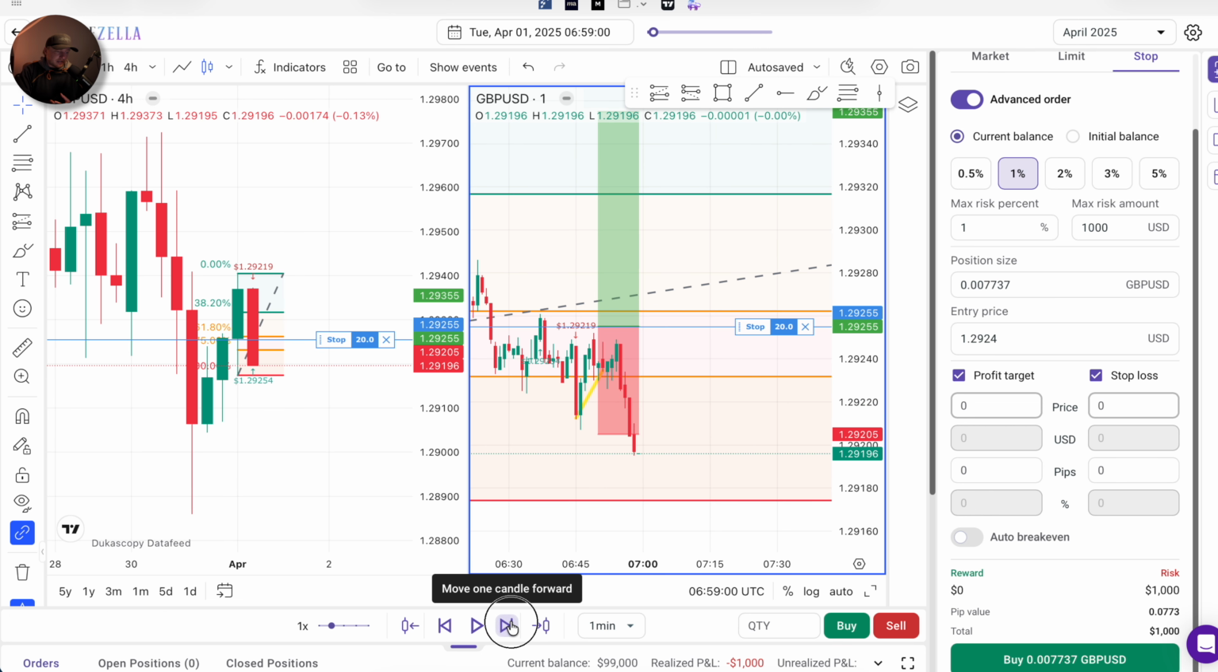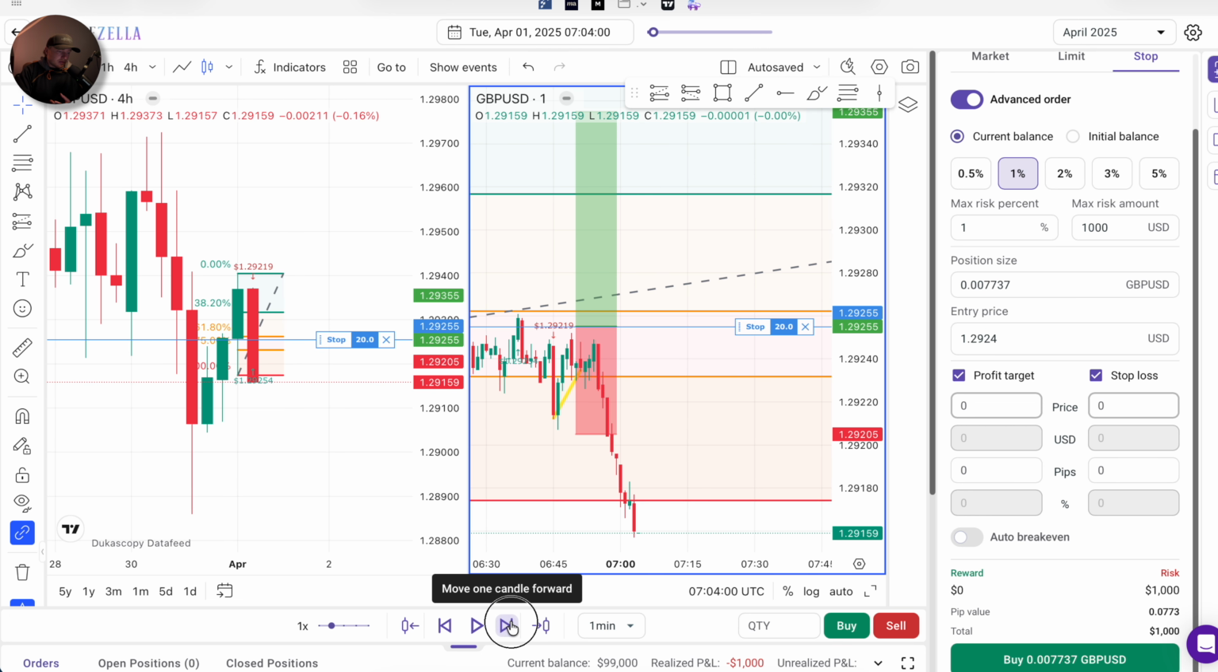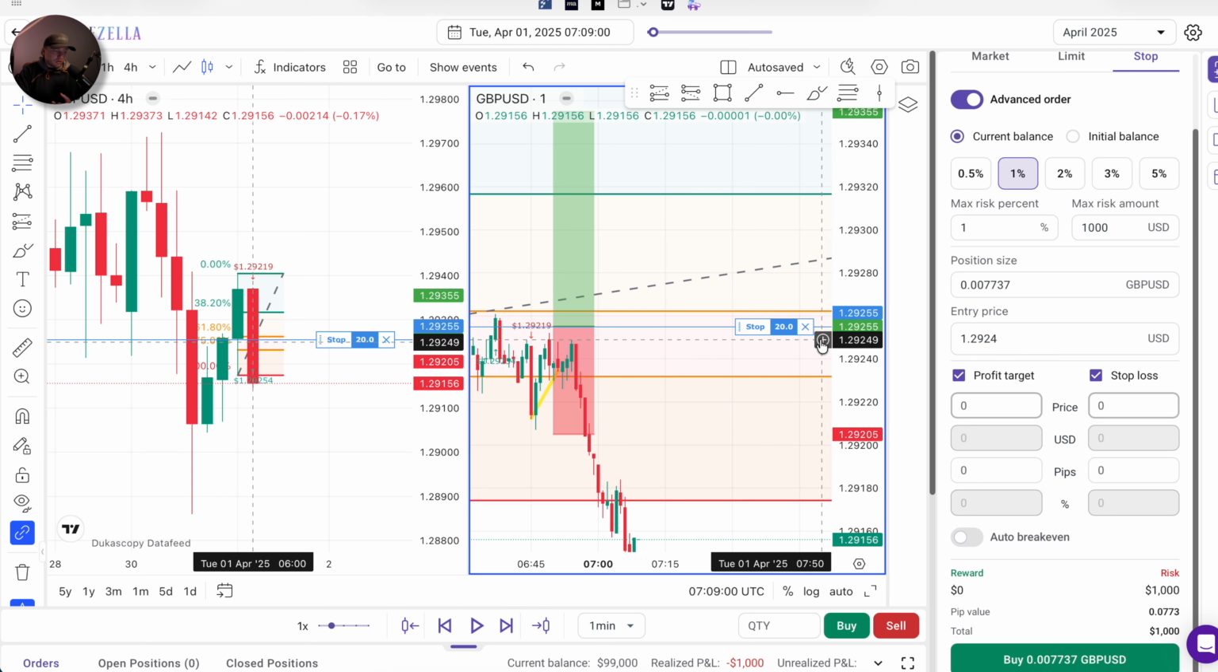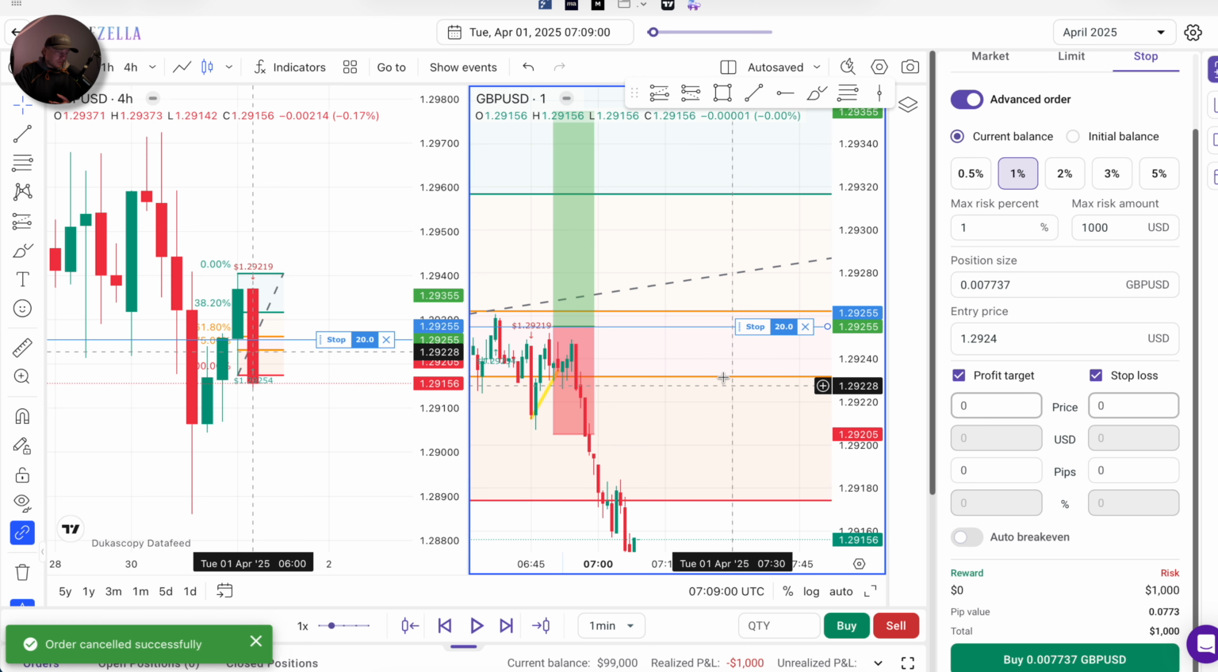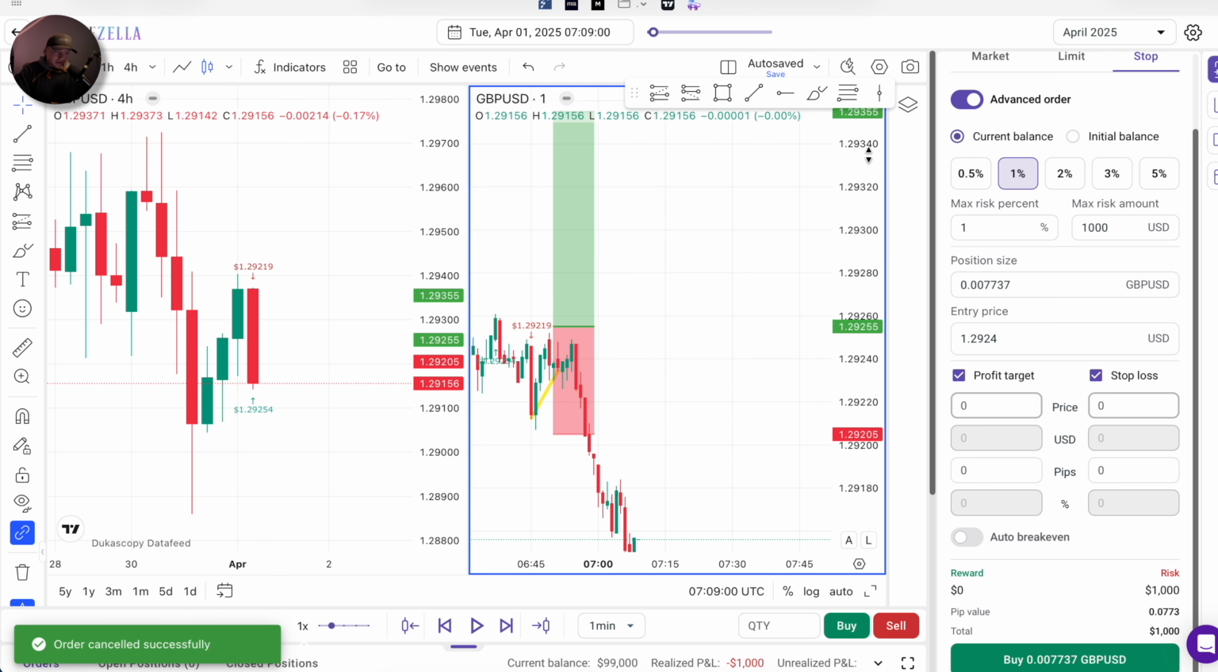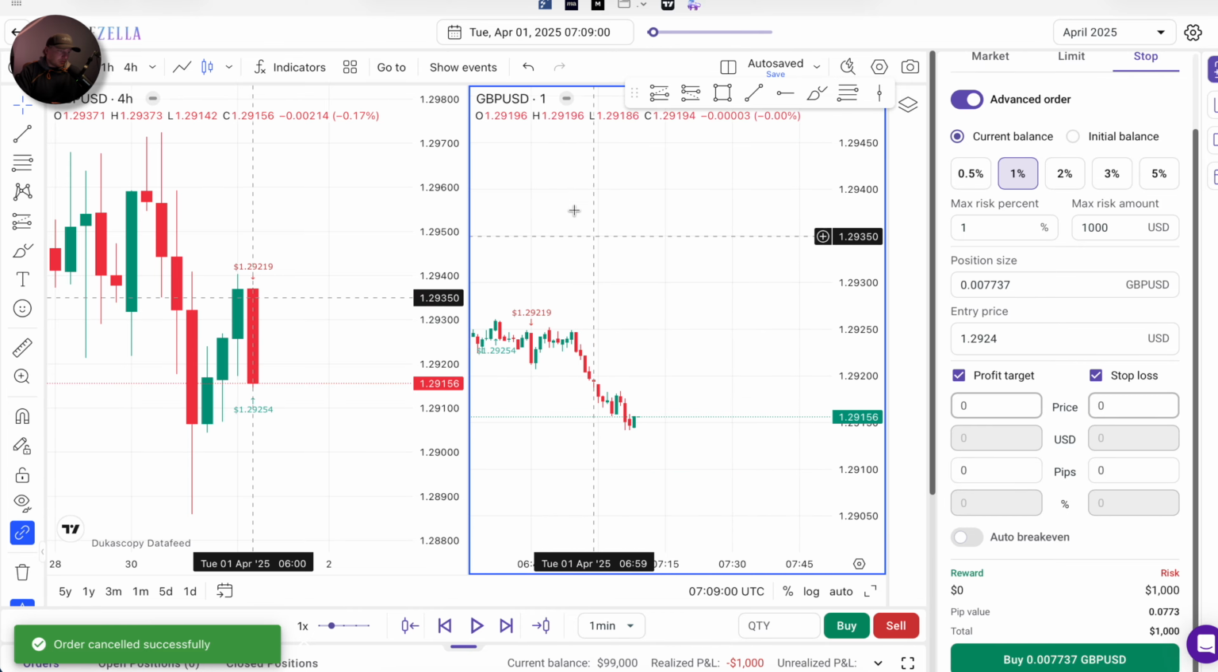So we don't get triggered into that one. Price continues down and pushes all the way out of our fib area. So there's no trade there now for the rest of that session. So all we do is remove the drawings.